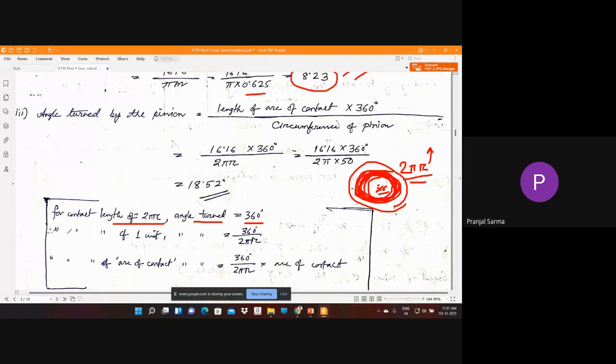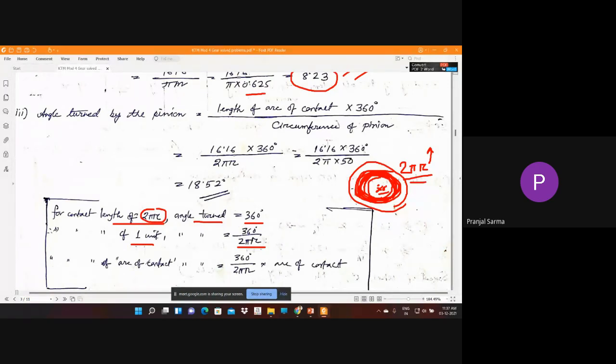Let's consider the contact length is one unit. That's just the unitary method we are using. Then we can say the angle turned will be 360 divided by 2 pi r, so 360 by 2 pi r.